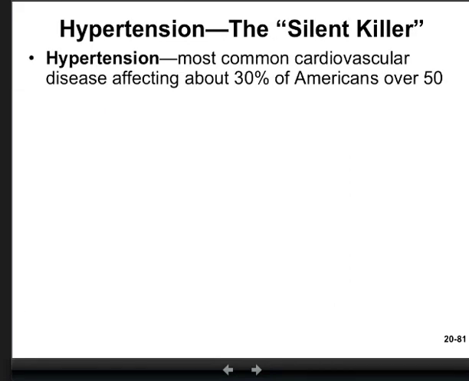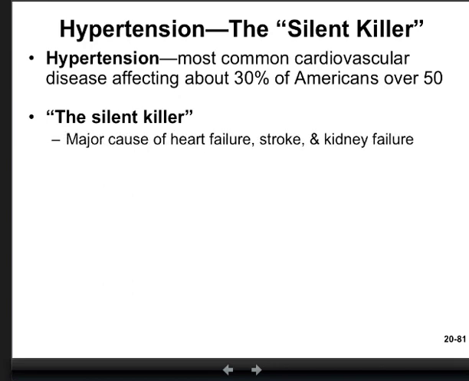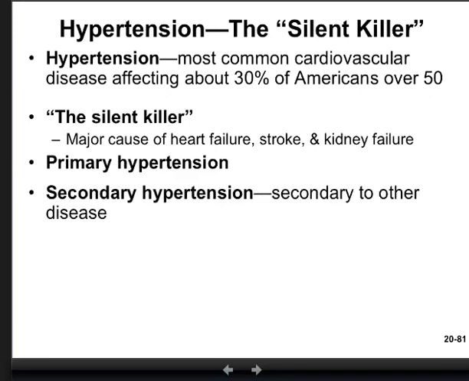We also want to talk about hypertension, the most common cardiovascular disease, which affects about 30% of Americans over the age of 30. It's termed the silent killer. It's a major cause of heart failure, stroke, and kidney failure. Primary hypertension is essentially an increase in the pressure inside the vessels, and it's primarily due to problems with regulation of hormones that control blood pressure. Secondary hypertension is generally secondary to another disease. We can talk a little bit more about primary and secondary hypertension.